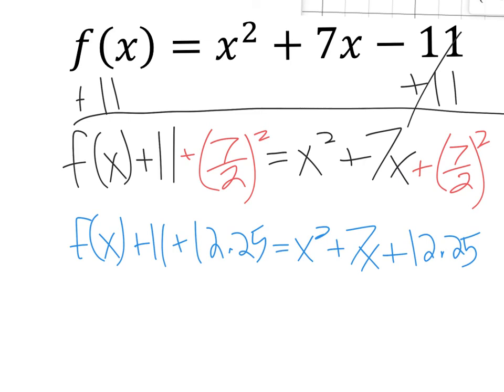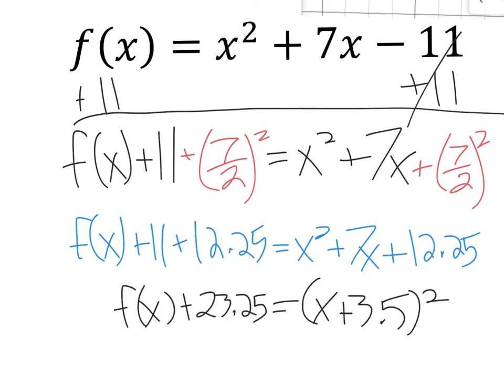Would you use plus 3.5 or minus 3.5? Well, it's a positive 7 there, so you're going to do plus 3.5. Also, it's even quicker if you just look at this number here. It's a positive 7 over 2, so that's going to be a positive 3.5. So this perfect square trinomial is going to factor to become x plus 3.5 squared. Then I just got to combine my two terms on the left-hand side. 11 plus 12.25 is 23.25. And now I just got to minus it to the other side, and I'll have it converted into vertex form.